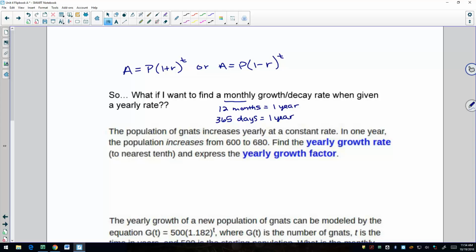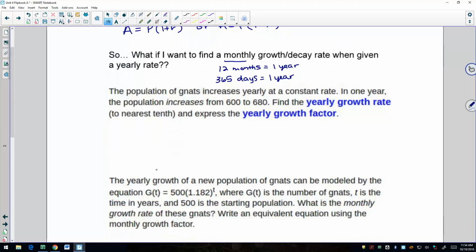So we are going to look at a couple of things, actually. We're not going to get to this monthly stuff until the second question. The first question is a little different. You actually have seen this, but it was back in 7th grade, so you may not have remembered it since then. So let's read through the question. It says the population of gnats increases yearly at a constant rate. In 1 year, the population, and here's what I'm going to underline, it increases from 600 to 680. Find the yearly growth rate to the nearest tenth and express the yearly growth factor.